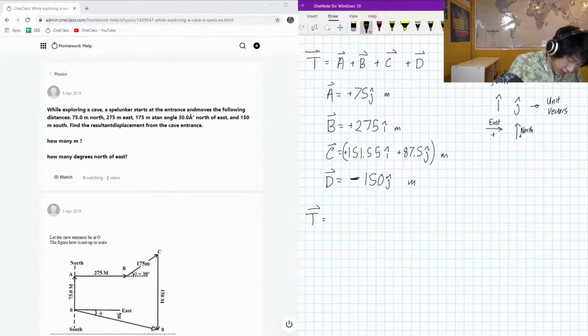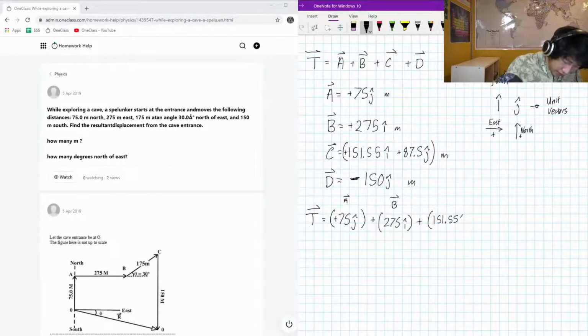Okay, so A is plus 75j, and I'll write meters all at the end. So this corresponds to A, plus our B vector, which is 275i. Okay, that's our B. Plus our C vector, which is 151.55i plus 87.5j. That's our C. And our D is going to be negative 150 in the j direction.